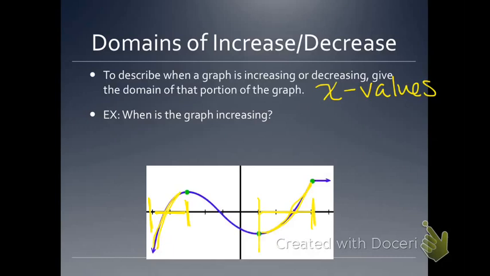We have from x equals, well, what we can really say actually here, based on that arrow, we're going from negative infinity all the way up to negative 3. And it's increasing from x equals 1 through x equals 4.